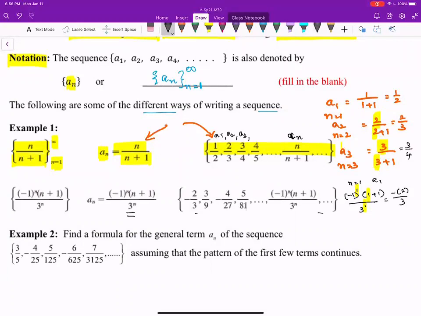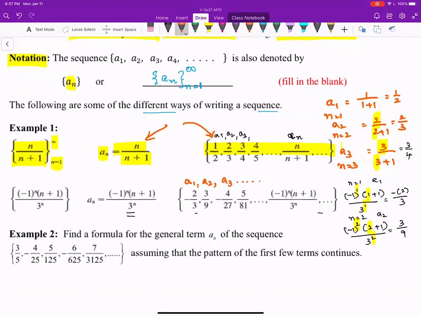When you plug in n equal to 2, you should get a sub 2. If you plug in 2, it's negative 1 squared, then 2 plus 1 divided by 3 squared. You are plugging in only for n, so n equal to 2 everywhere. Negative 1 squared is positive 1, and then you have 3 divided by 3 squared, which is 9. So you get the second term. You get successive terms like this: a sub 1, a sub 2, a sub 3, and so on.